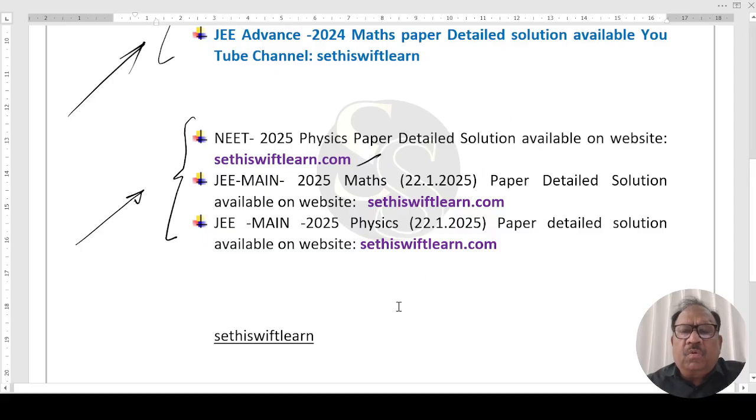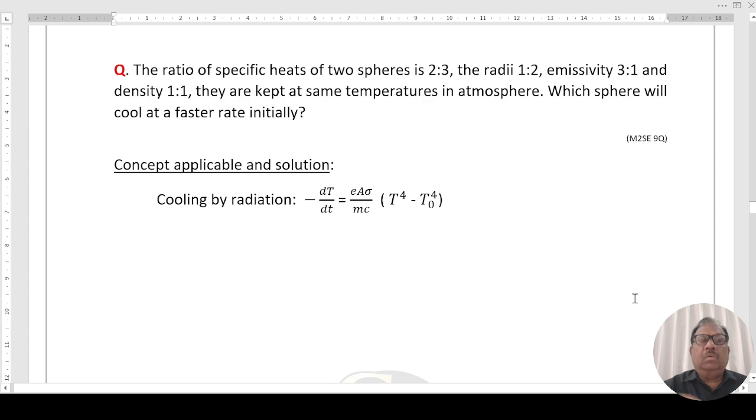Now let's start with the question. The ratio of specific heats of two spheres is 2:3. Radius is 1:2, emissivity is 3:1, and both have the same density. They are kept at the same temperature in the atmosphere. Which sphere will cool at a faster rate initially?